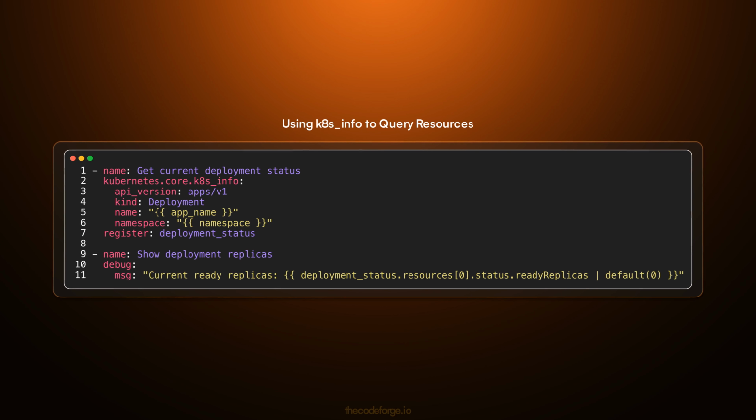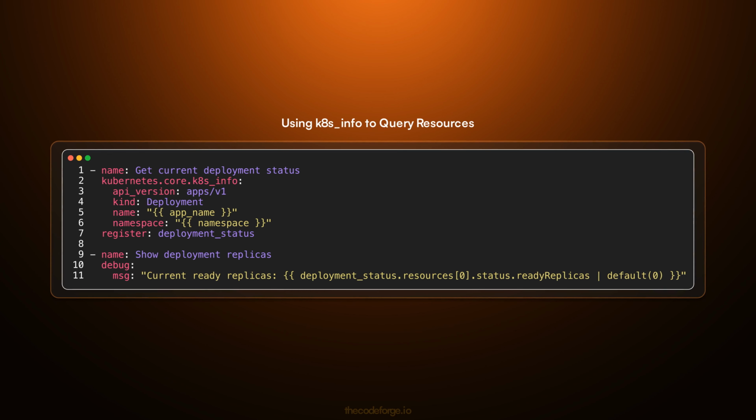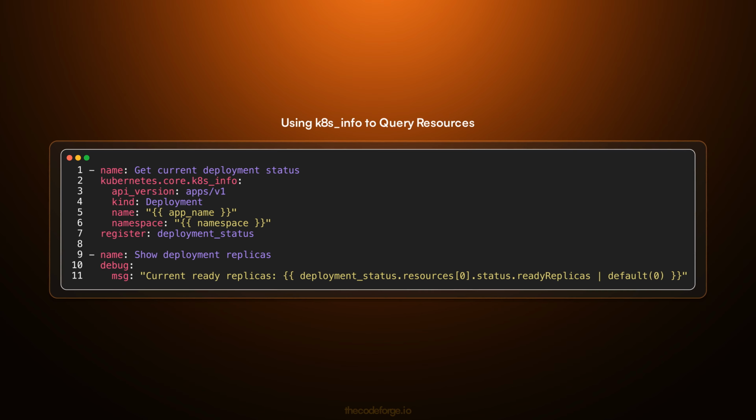The article mentions k8s_info but doesn't show it. Use it to fetch current state of resources, e.g., to check if a deployment exists before creating it, or to retrieve pod status for monitoring.